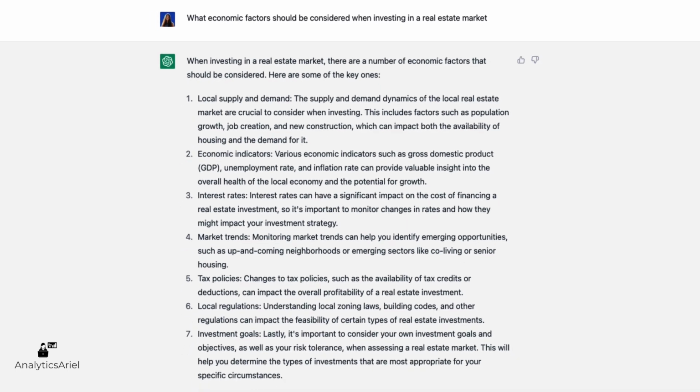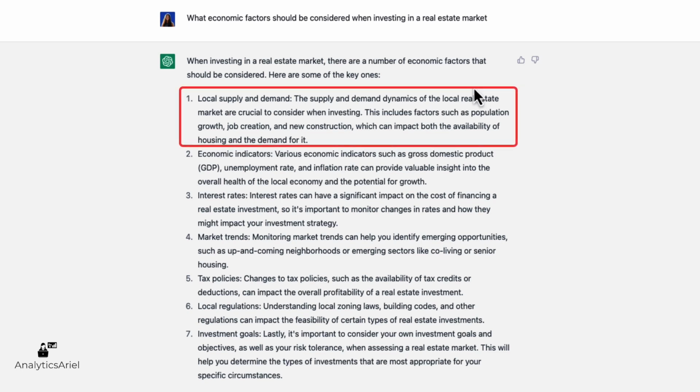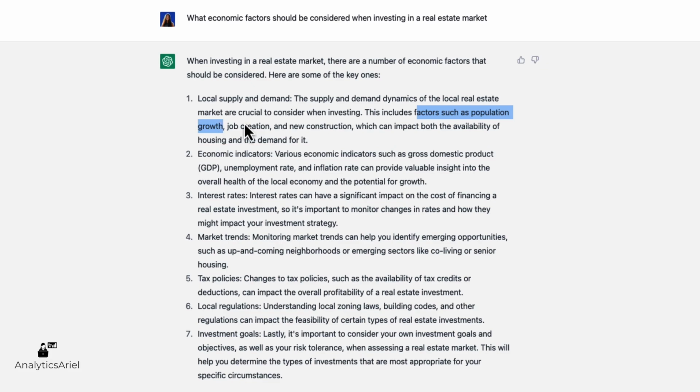Not everyone's investment goals are the same. Some are long-term buy and hold like myself, some are short-term. So it really depends on what your goals are, which will decide which market to look at. But say if we looked at this answer as is. So here we have local supply and demand, which includes factors like population growth.